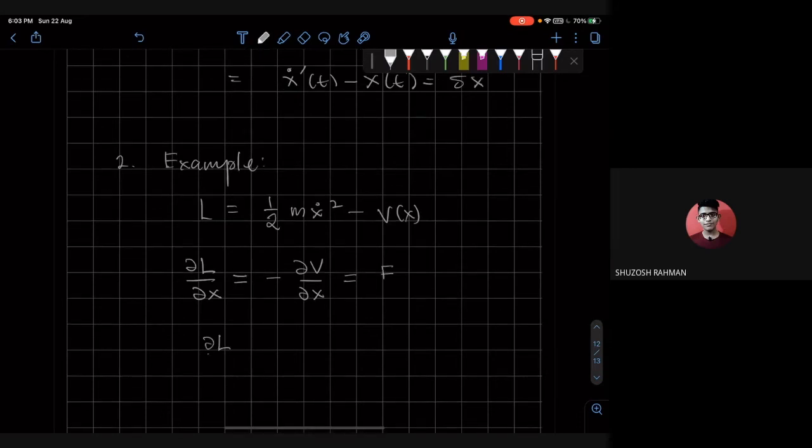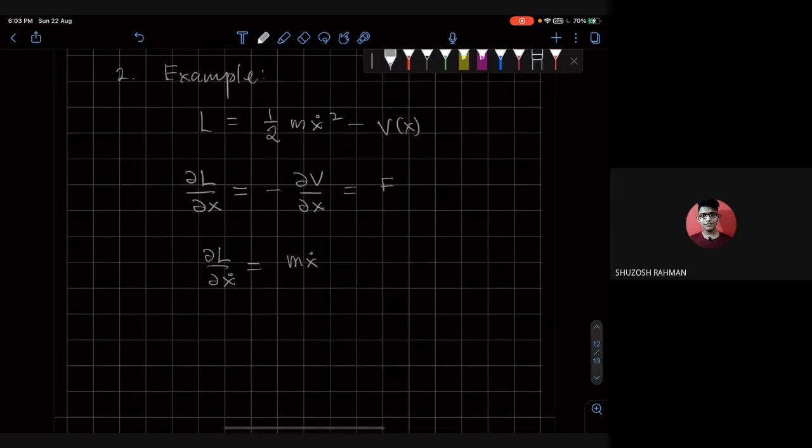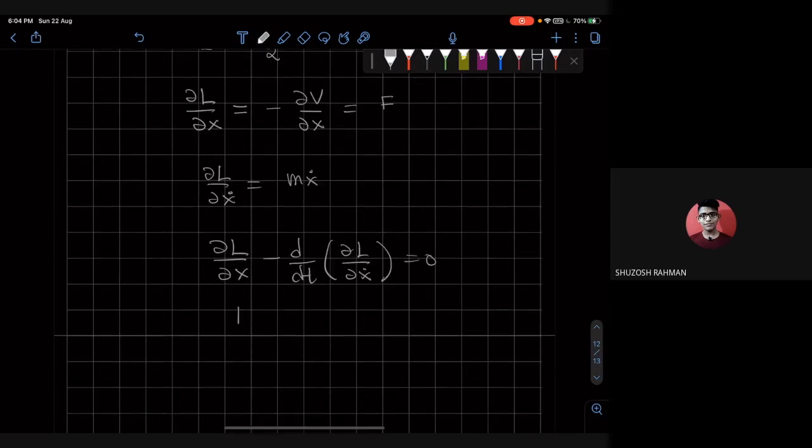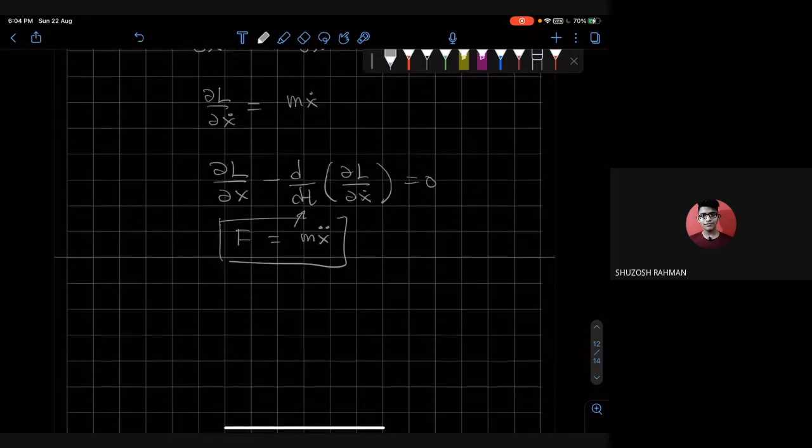On the other hand, delta L by delta x dot is m x dot. So according to the Euler-Lagrange equation, delta L by delta x minus d by dt of delta L by delta x dot equals 0. The first term is F, the second term is minus, so if I take it to the other side it becomes plus. It becomes m x double dot because of this d by dt. And this is exactly Newton's law, right? So let me give you another example.